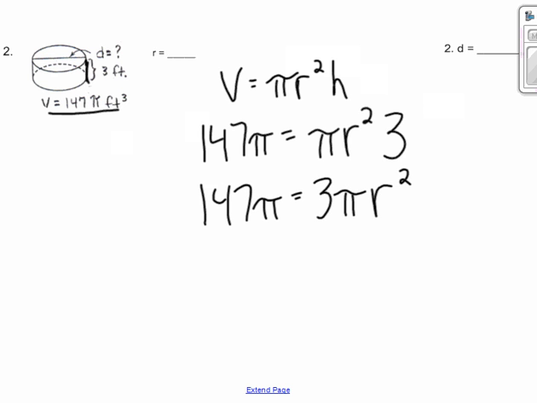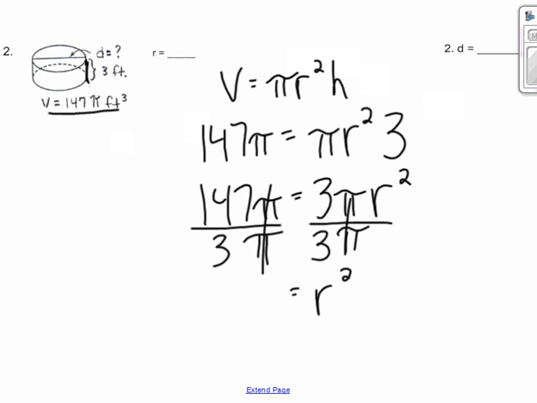So what I'm going to do is try to get r alone. So I'm going to divide both sides by pi. I need the pi out. So those will divide out. And I need to divide both sides by 3 to get my r squared alone. So when I divide 147 by 3, I get 49.